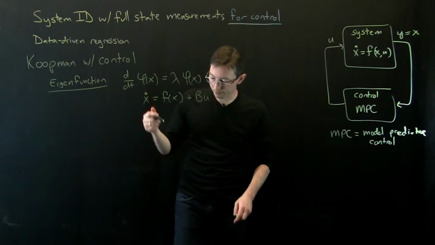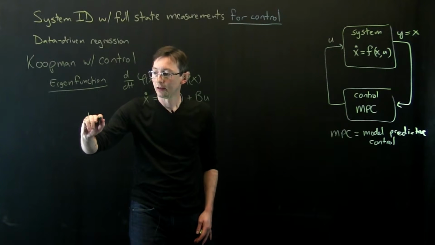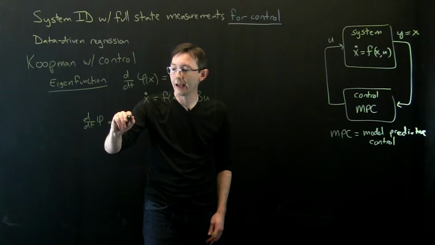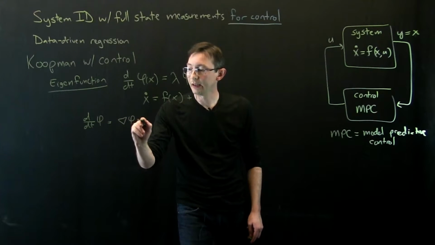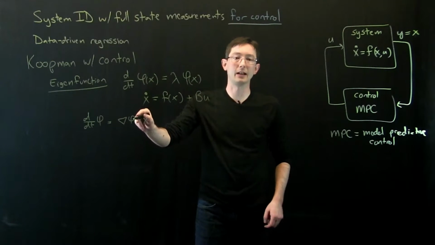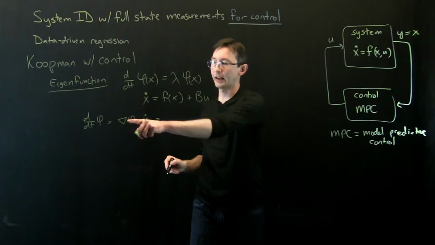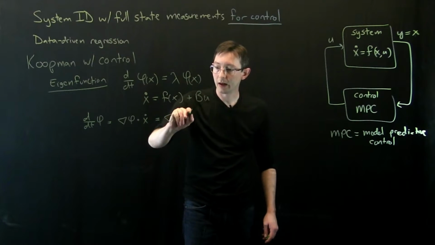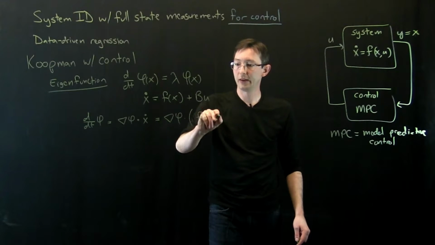And what I end up getting is d/dt of phi equals the gradient of phi, grad phi, and that's the gradient with respect to x, dotted into my time derivative x dot. So it's grad phi times d/dt of x. That's just the chain rule. And if I do that, I get grad phi dotted into this right-hand side, into f of x plus Bu.